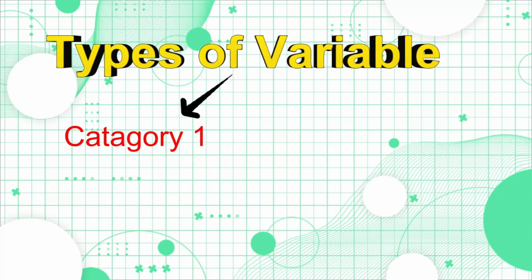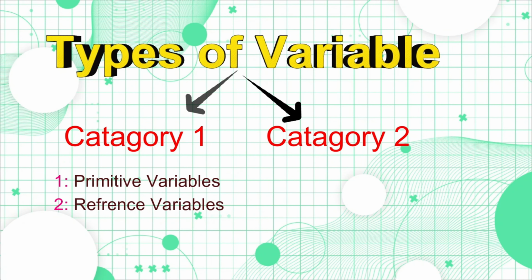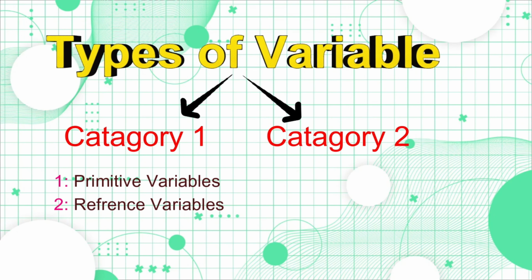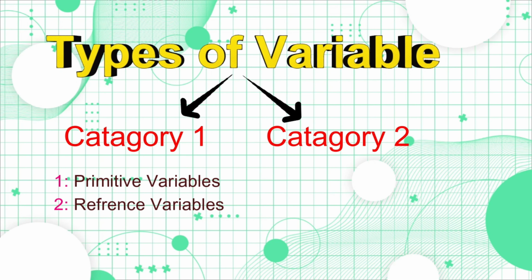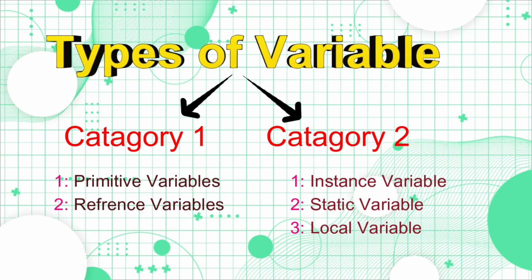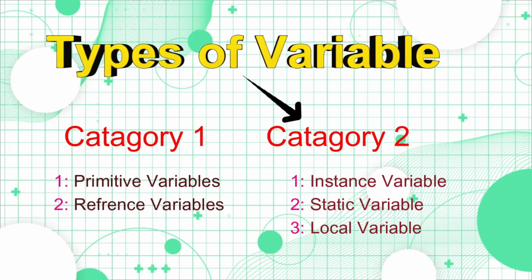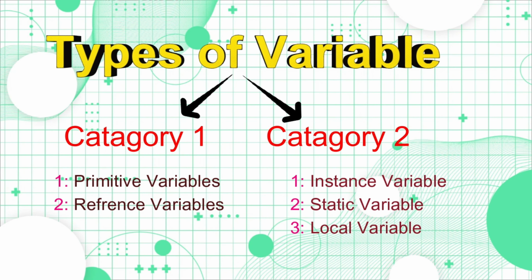So the variables are categorized in two categories. The variables are categorized by the values they represent. In category 1, there are two types of variables. First is the primitive variable, which represents primitive values, and the reference variable, which refers to object values.